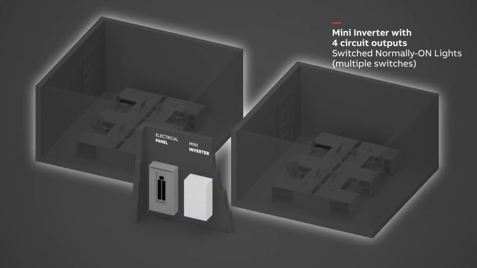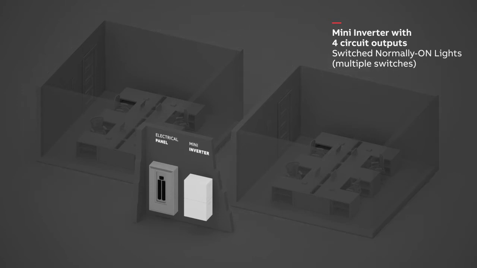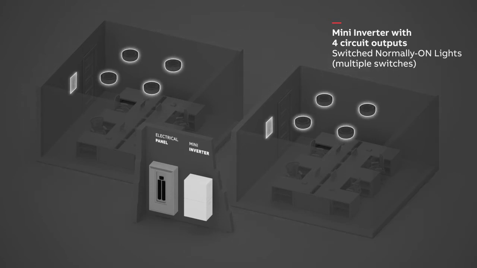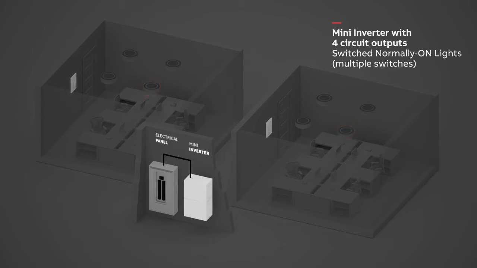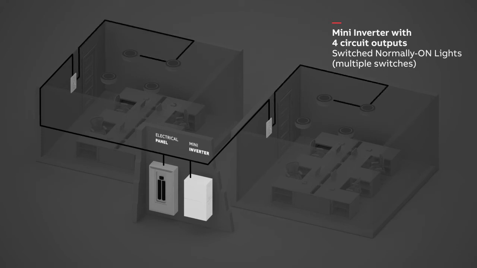In this example, we have more than one zone. Each zone has multiple lights that are controlled by a wall switch, including an emergency light in each room. Wire the input of the mini inverter and all wall switches to the electrical panel. Wire the wall switches to the non-emergency lights in each room.